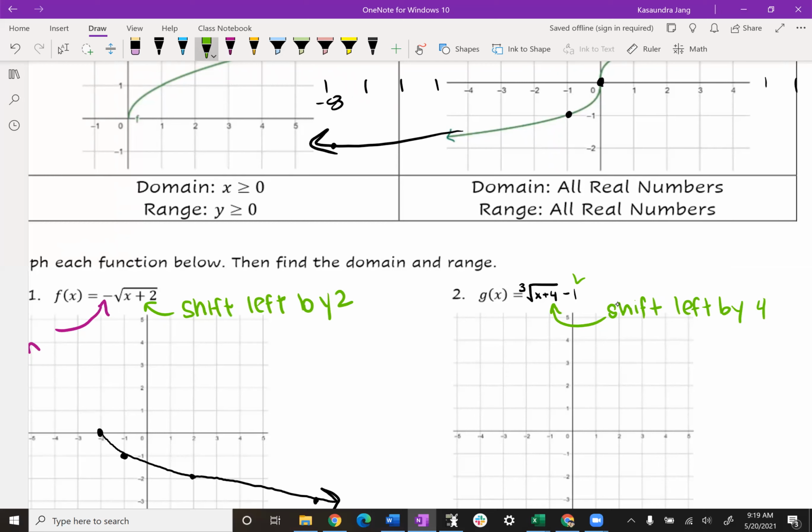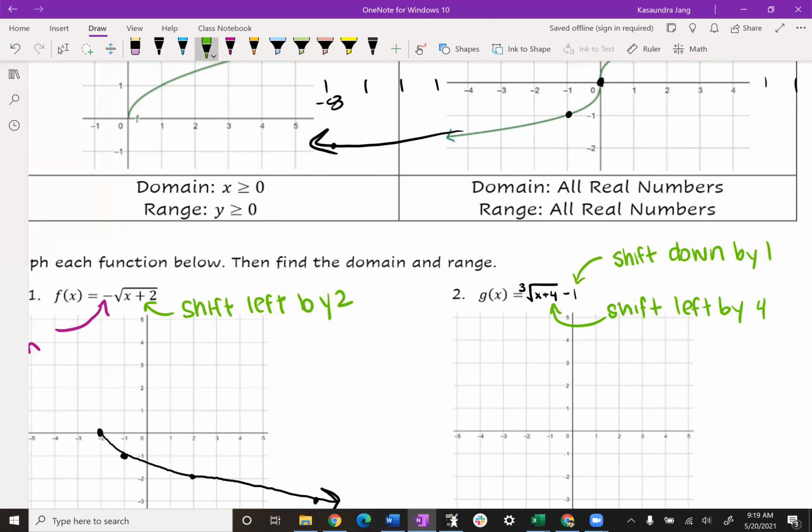And then this minus 1, that's on the outside of your cube root, but it is still a shift of some kind, or a translation. You can call it translation, same thing. But it's going to go vertically. In our case, it will go down. Because of the subtraction, it will go down by 1.